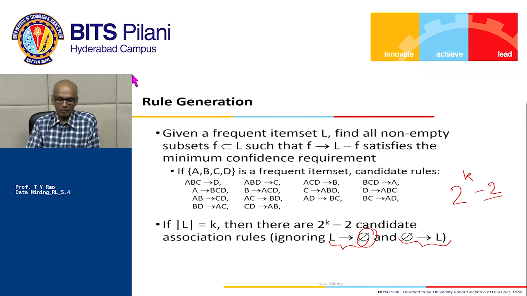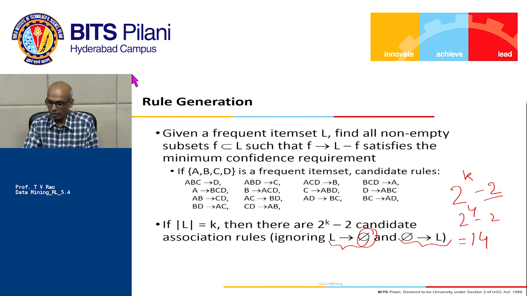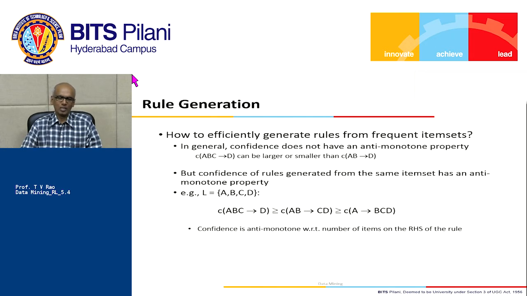So for that reason, when we had 4 items in this item set, we get 2 to the power of 4 minus 2, that is equal to 14 rules, which is a large number, and sometimes we have item sets which are much bigger than this. So we need to think in terms of how we can find interesting rules without studying each and every rule.